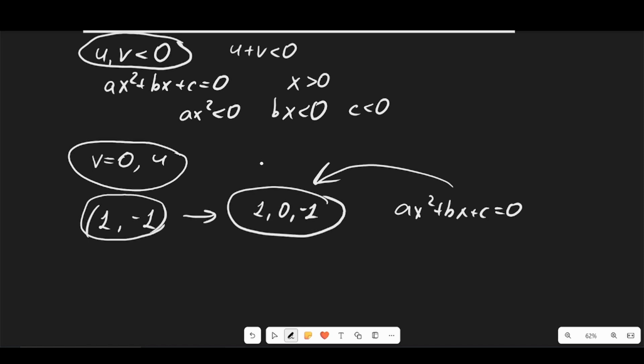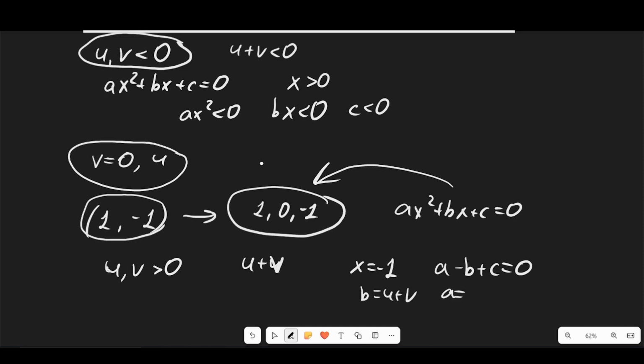And now we will show that every other pair is good. For example, if we take u and v both positive numbers, we can take u plus v from them. And now we use the fact that if we take x equals negative 1, then a minus b plus c equals 0. Instead of b, we can take u plus v, for a we can take u, and for c we can take v. And this means that if we are given u and v, we can generate negative 1.